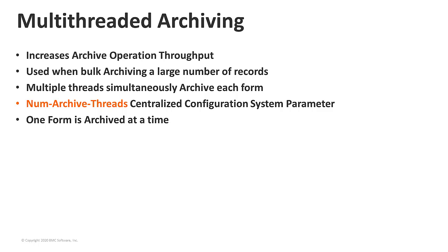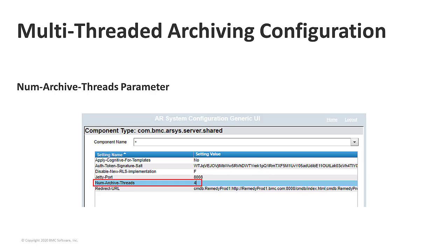Configuring more threads will lead to faster archival or increase the throughput of the archive operation. This is the screenshot of how multi-threaded archiving is configured.